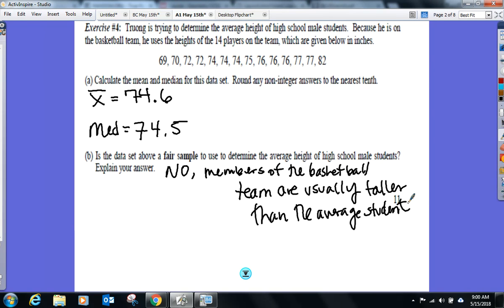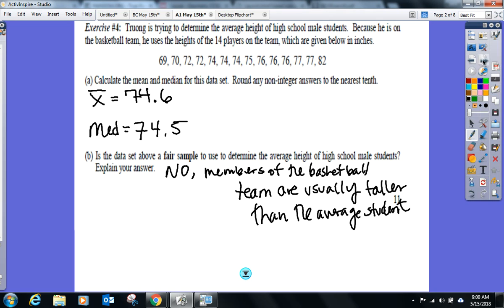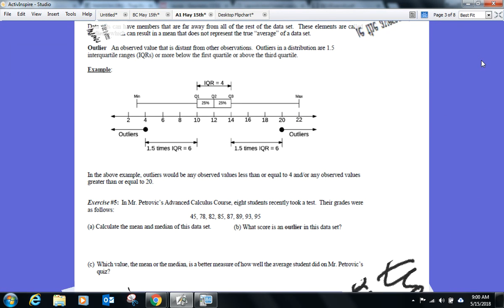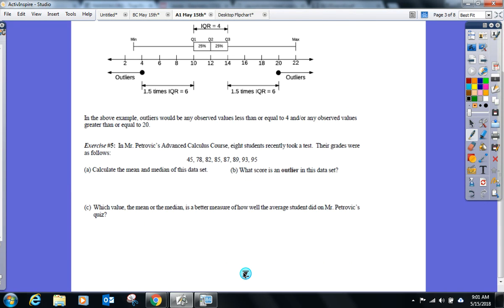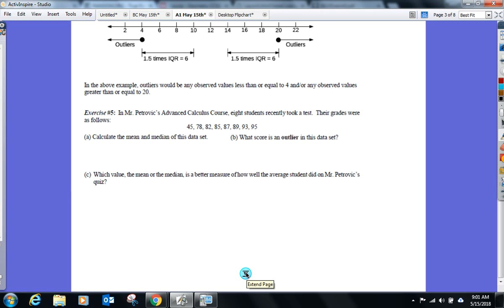All right, how to find if there's an outlier or not now. I am not going to read through this above stuff here about how to find an outlier. We're going to get right to an actual problem. So we got 8 students' test scores from a calculus course. Their grades are as follows. What's the mean and the median? Here we go. Mean and median.